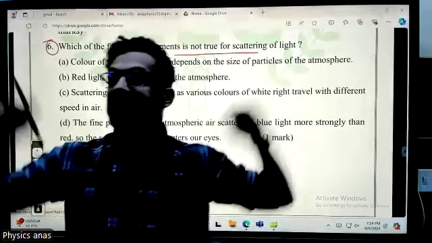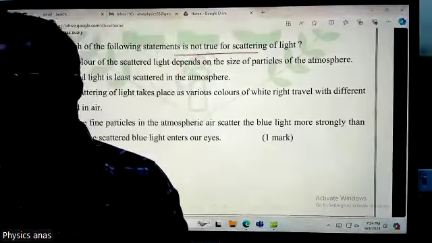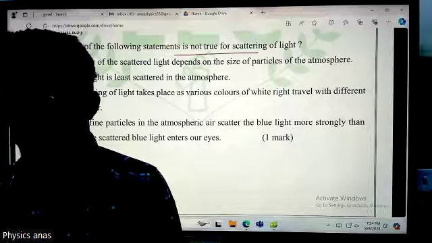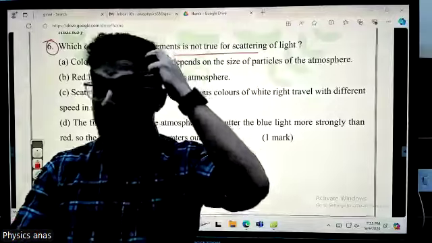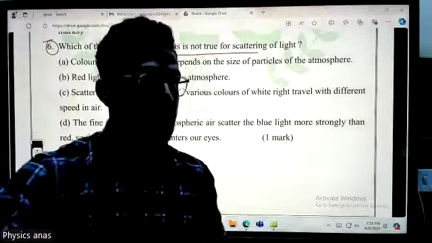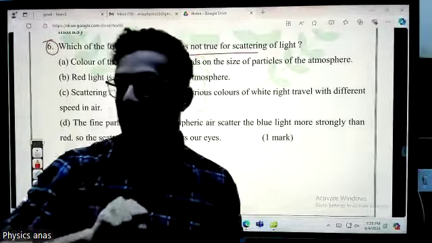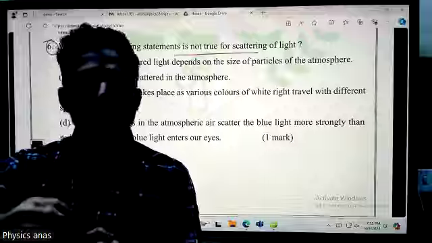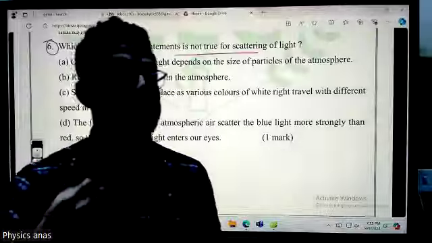What is scattering? When light hits microscopic particles, its path deviates. Then the particles get lighted up, so we can see the path of light. Seeing the path of light is called the Tyndall effect. Just the deviation is called scattering.